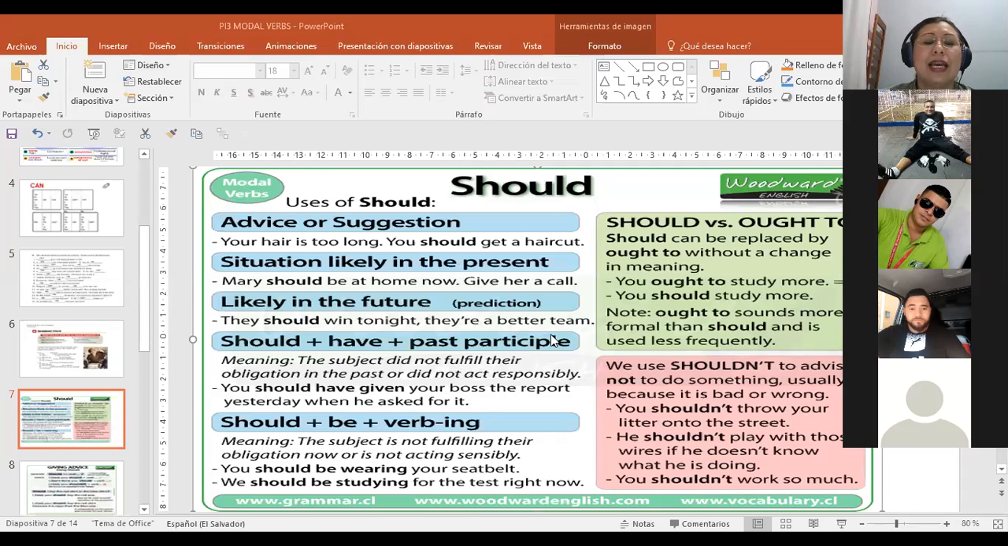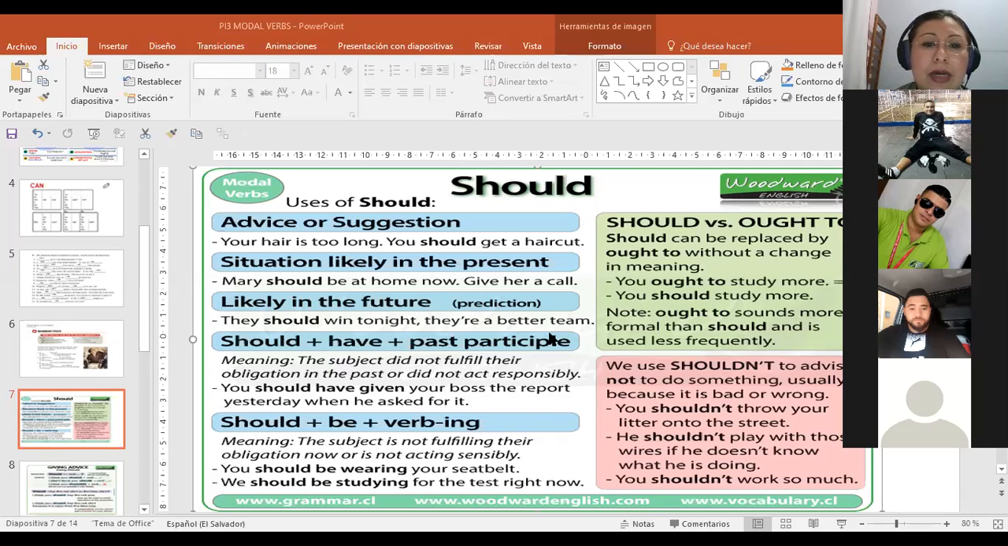Yes. Very good. Now we are going to move from can and can't, because I think it's clear, and from could, may, and might, to should, okay? We use the modal should to provide advice or suggestion. For example, you say, your hair is too long, you should get a haircut. Tu cabello está demasiado largo, deberías hacerte un corte, ¿verdad?